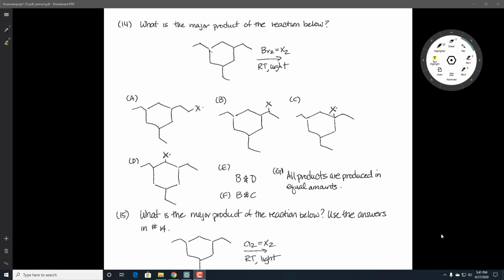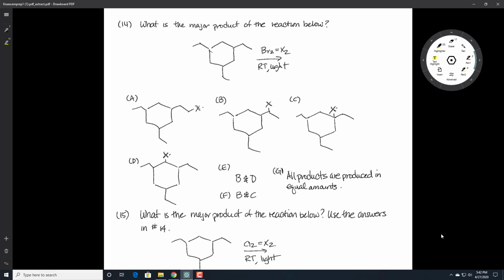Okay, in terms of reviewing questions 14, 15, and 16 on the final exam part 1 review, we have free radical halogenation, and the question is, what are the major products given these particular sets of conditions?